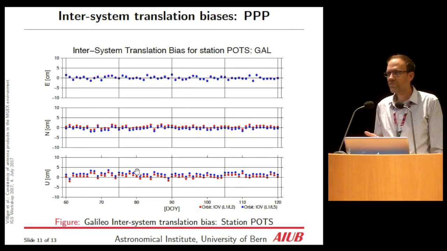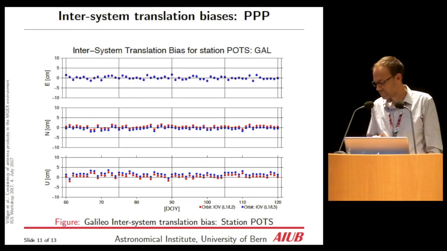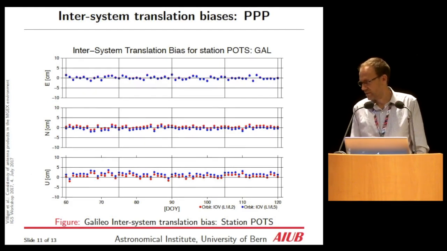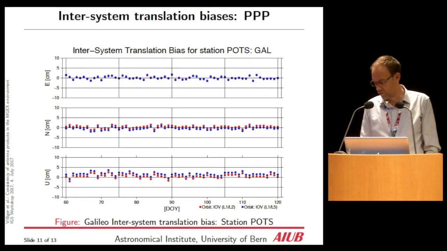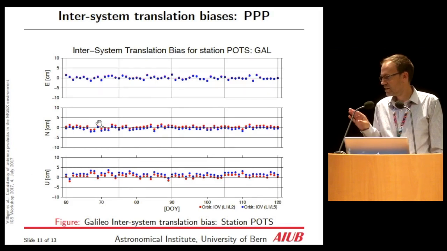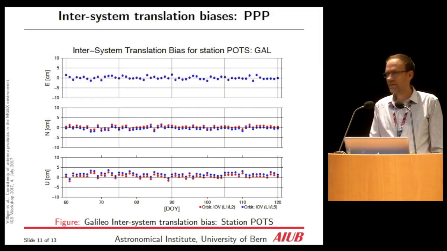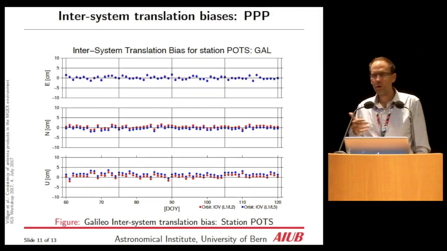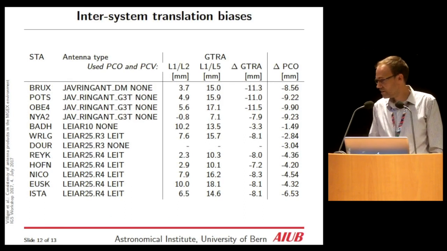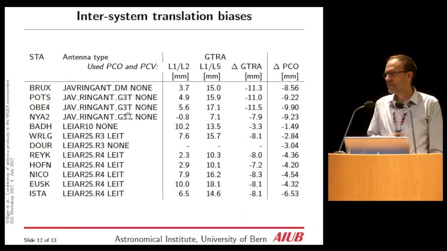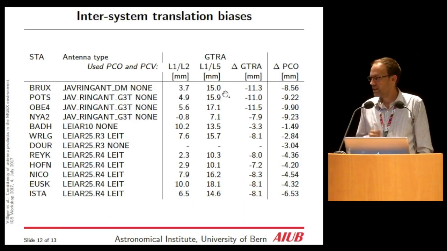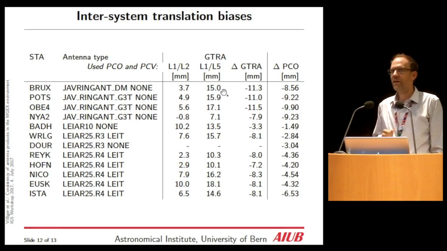This is also somehow to be expected, as I introduced a different PCO offset. We also see that we have some difference in the north component. This is now for the station PODS. Basically all 12 stations which I tested have a similar pattern, that this offset is quite stable over time. If I now go through all the stations and plot this mean offset for all stations, we see here on the right side the difference between these offsets using the L1, L2 and the L1, L5 pattern.